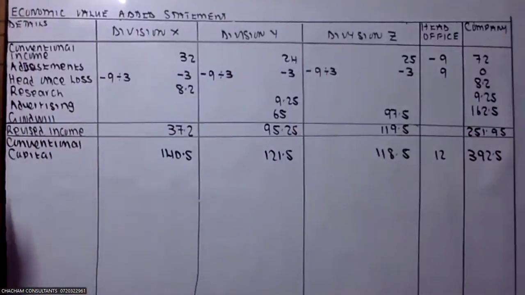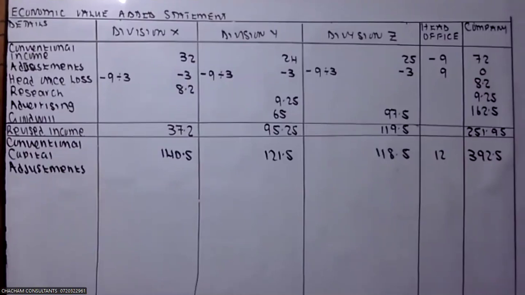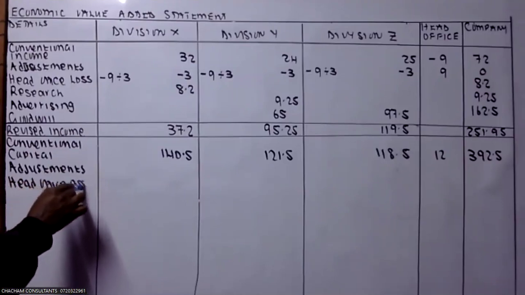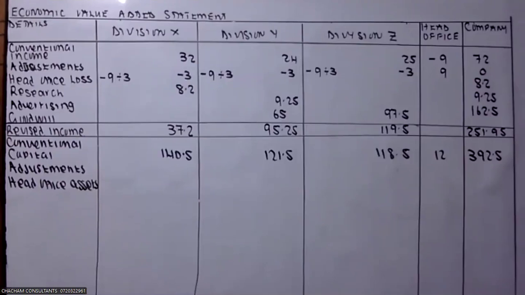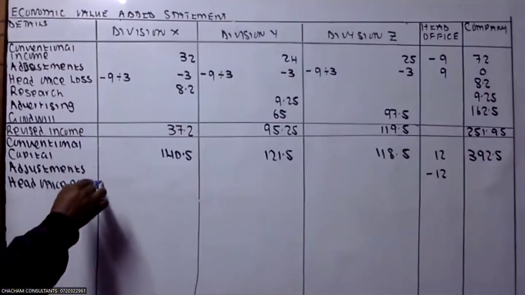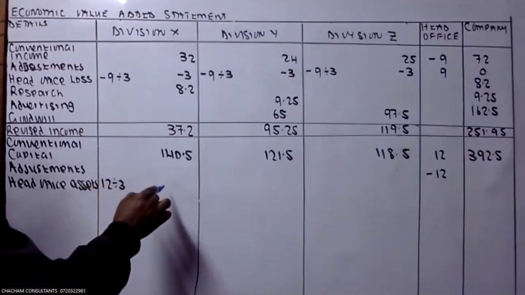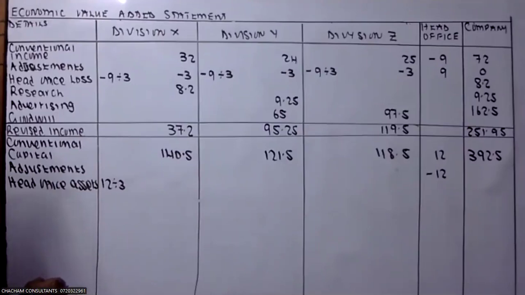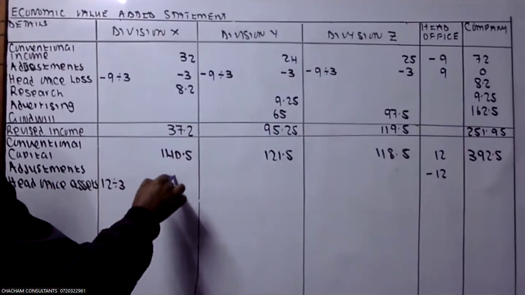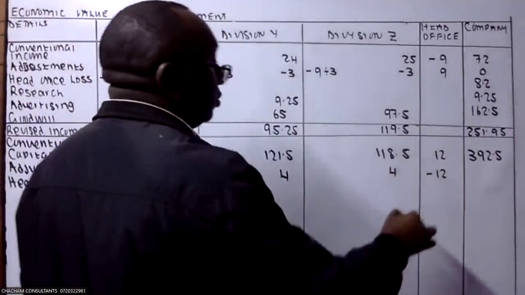So after that, now we do the adjustments. So the adjustments, we have the head office assets. So what we are sharing is this 12. And we are already guided, it is 12 divided by 3, that will be 4. This is also 4, and this is also 4. So that here we don't have anything.